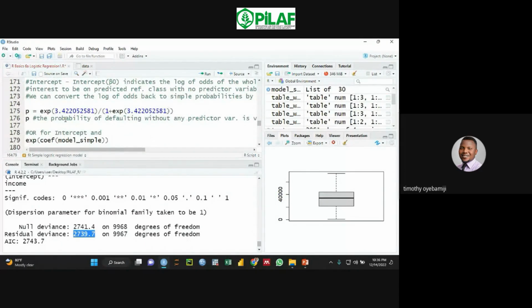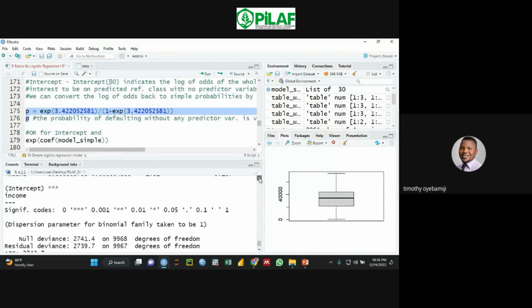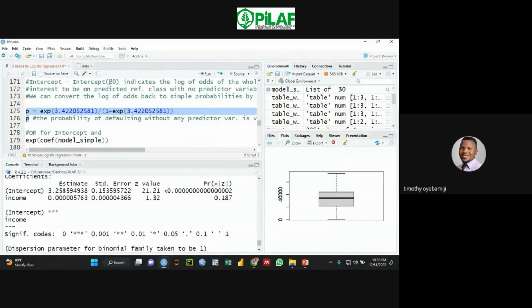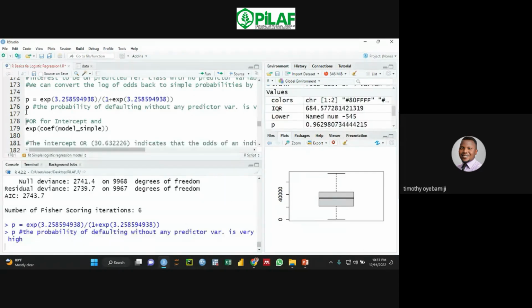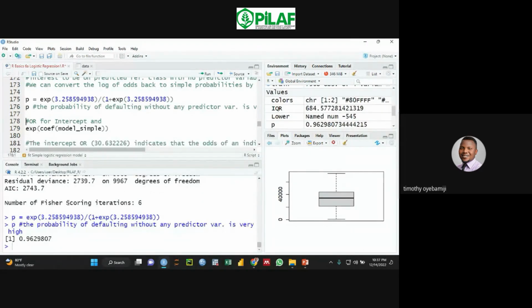So if we run this, is it the same thing? Is it the same thing here? This is 3.4. All right, so let me put the constant here. Although it's still going to be high. When I calculated it earlier, it was high. So let's see. And I'm going to call P 5.96. So probability of defaulting without any predictor variable is very high.